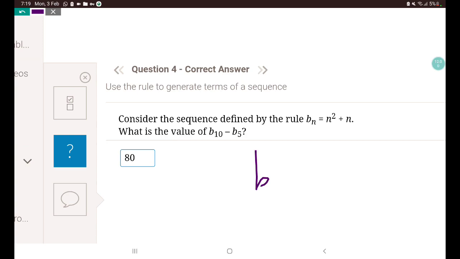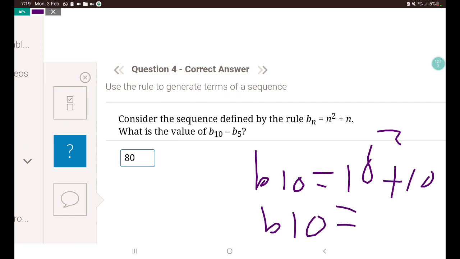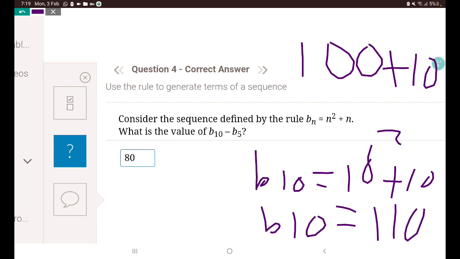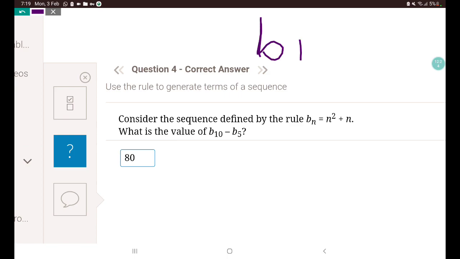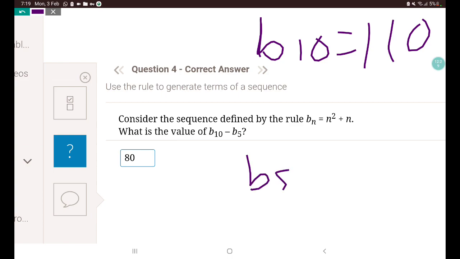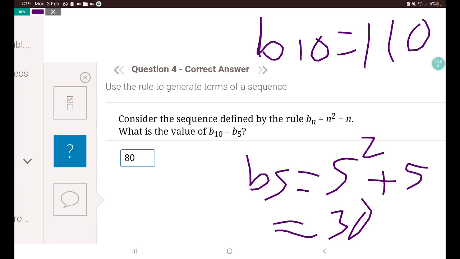Let's find b10 first. b10 is equal to, take them to this side, 10 squared plus 10. Sorry for my bad handwriting. b10 is equal to 100 plus 10 is equal to 110. b10 equal 110. Now b5 is equal to 5 squared plus 5. You get 30, because 5 squared is 25, 25 plus 5 equal to 30.